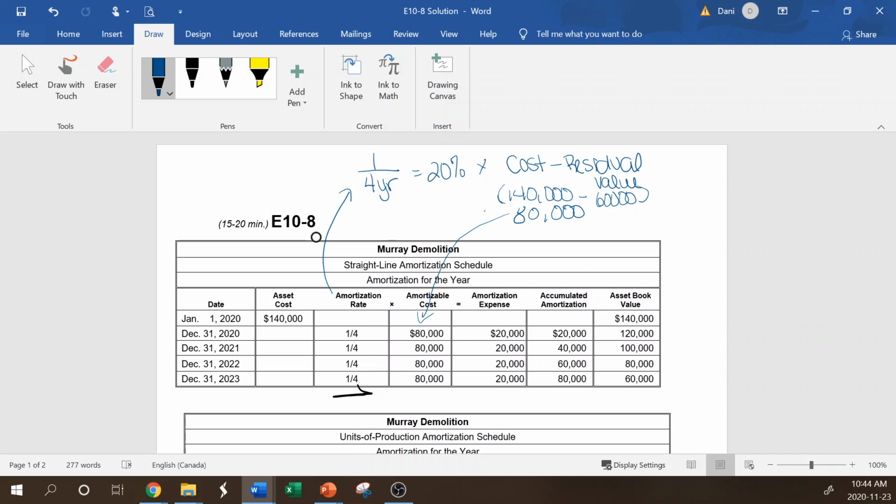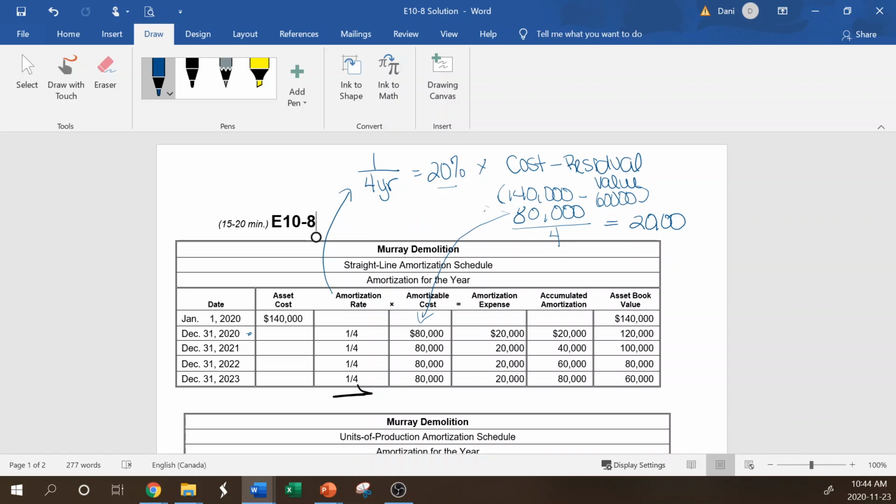If we use the other formula from class, which was our cost minus residual, then we would divide this by 4 years, and that gets us the $20,000. So either way, if you multiply 20% by 80,000 or divide 80,000 by 4, it's doing the same thing. So each year we have the same amount of expense, which is 20,000.